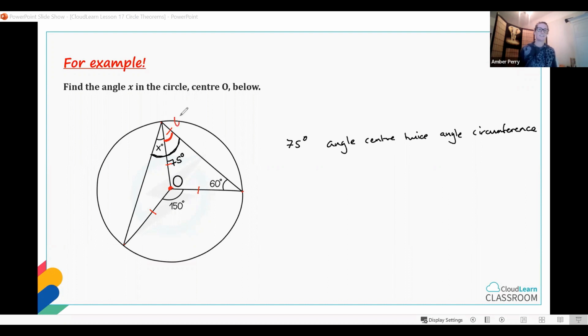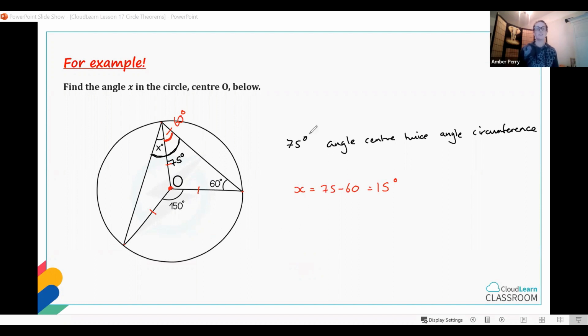60. Okay, so now you can see how to find x, hopefully, can't you? Can you see how to find x now? Because we know that all of that big angle is 75, and we know that this little part here is 60. So x is going to be equal to 75 minus 60, which is 15 degrees. Okay. Happy with that? Does anyone have any questions on that?